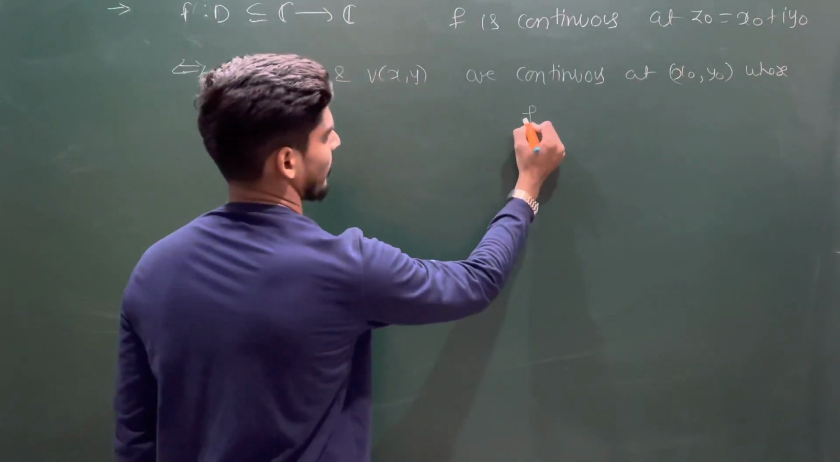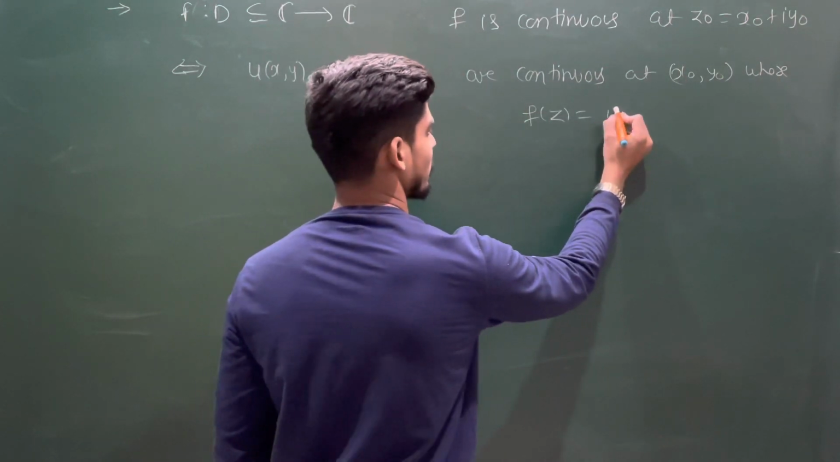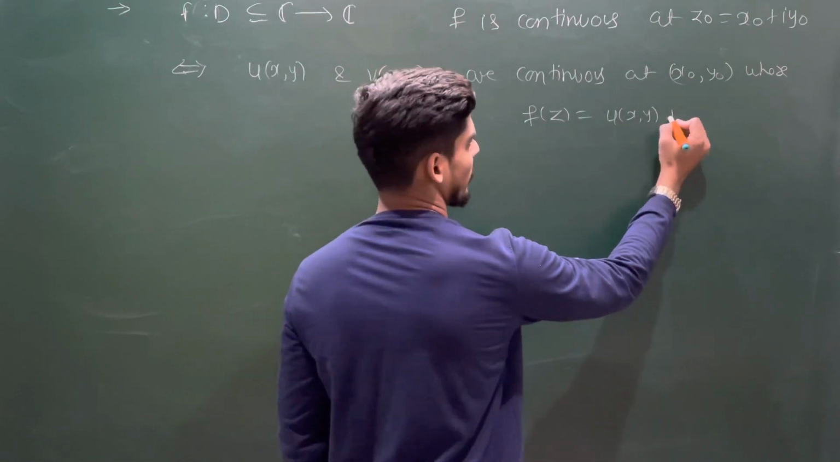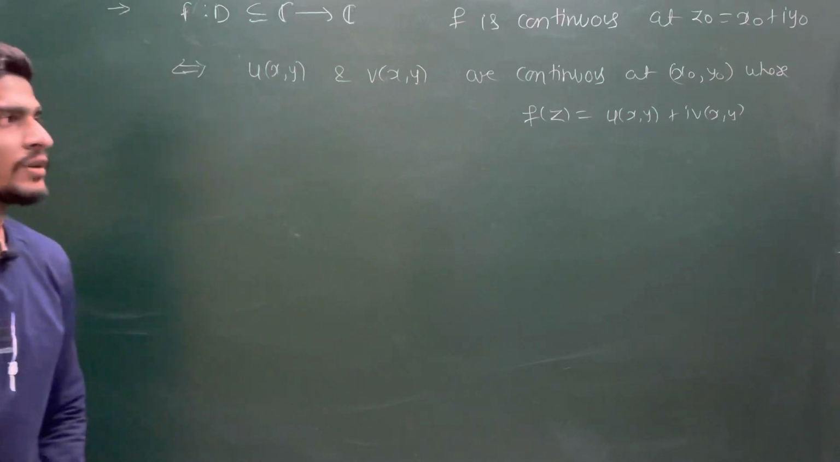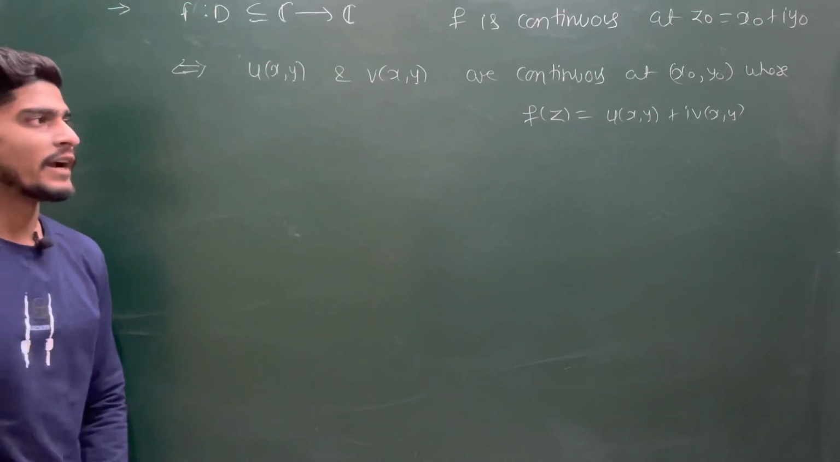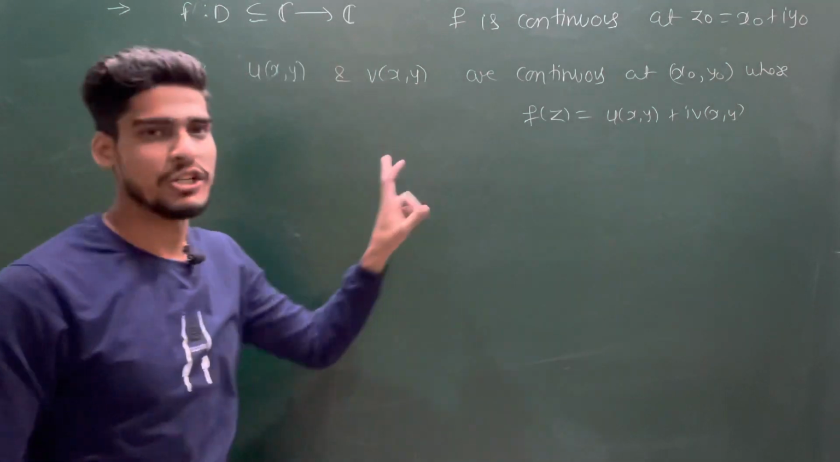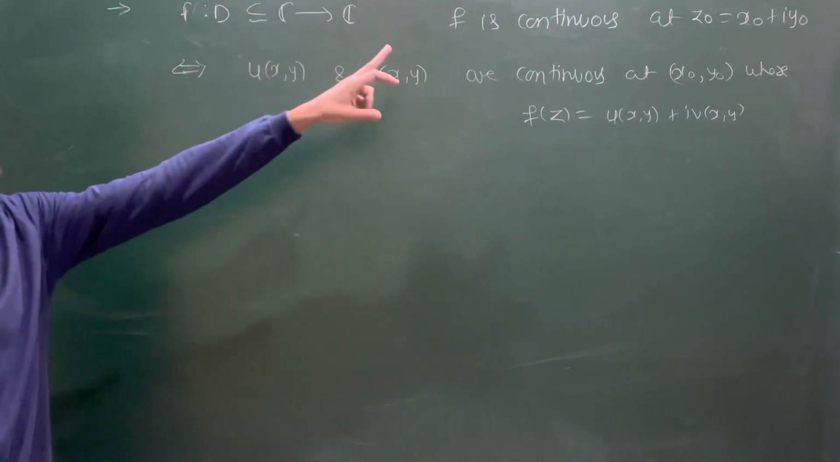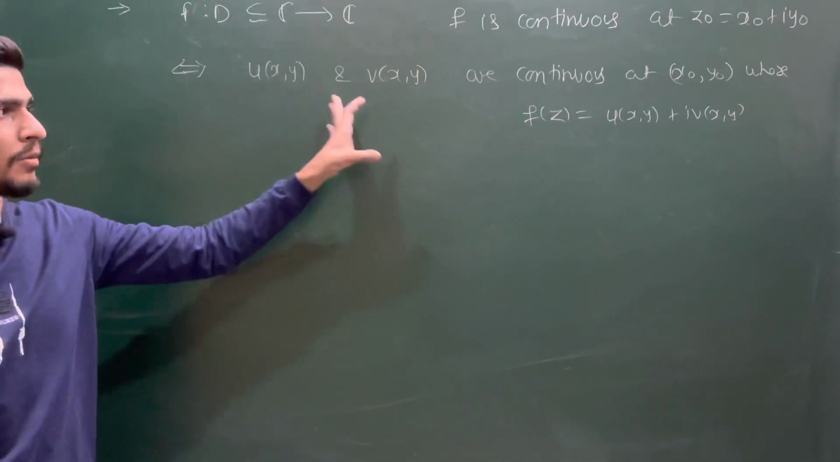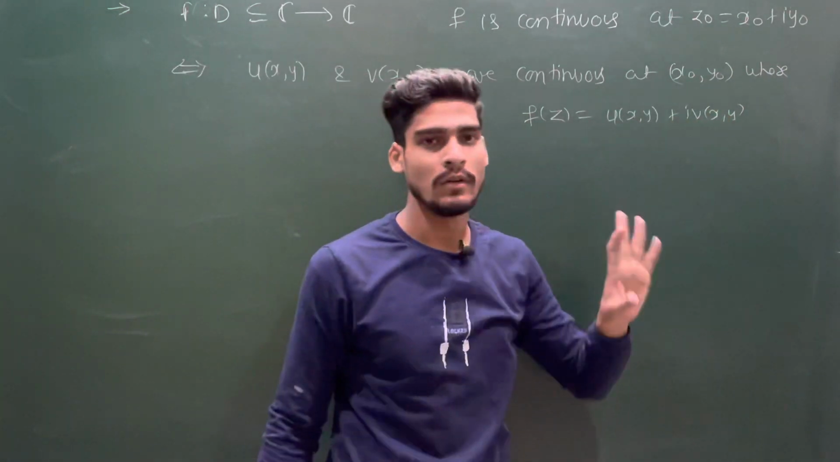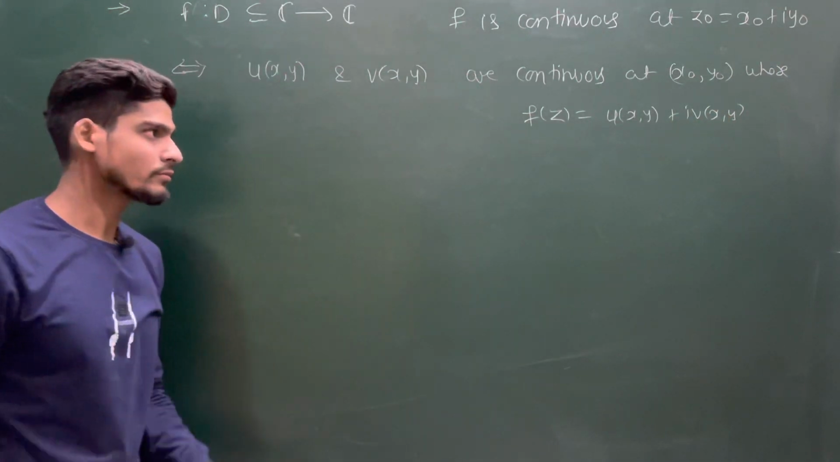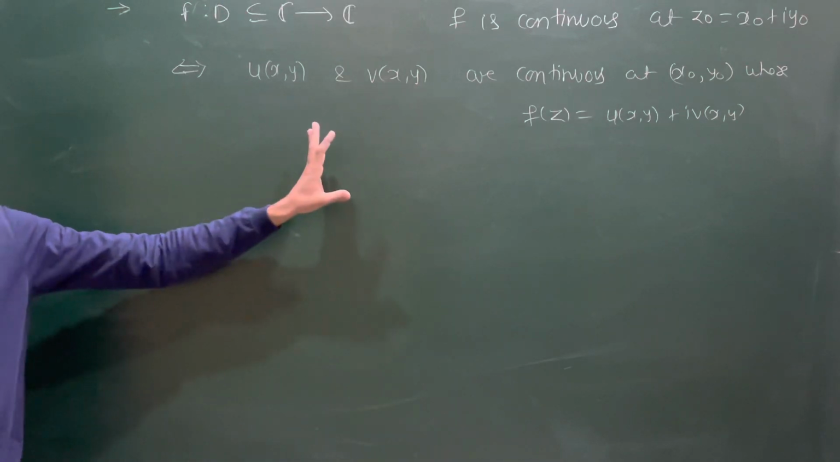where f(z) is the same as u(x,y) plus i v(x,y). So u is the real part of your function f and v is the imaginary part of the function f. So you say your function is continuous at z0 if and only if the components are continuous at x0 and y0, and you know how to check the continuity for two variables. I am assuming that you have studied a little bit of functions of several variables.